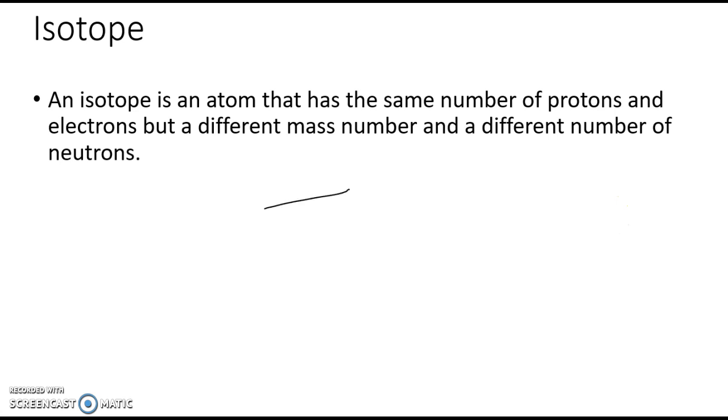Okay, so an isotope is an atom that has the same number of protons, because the number of protons cannot change and still be that same element. So an isotope is an atom that has the same number of protons and electrons, but a different mass number and a different number of neutrons. So protons and electrons stay the same, but the neutrons change. When the neutrons change, the atomic mass changes.